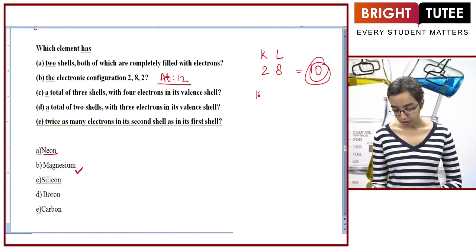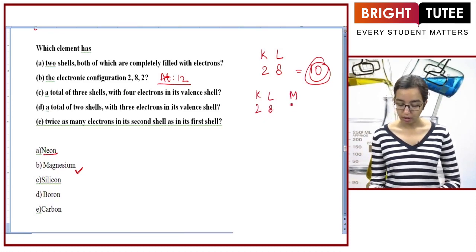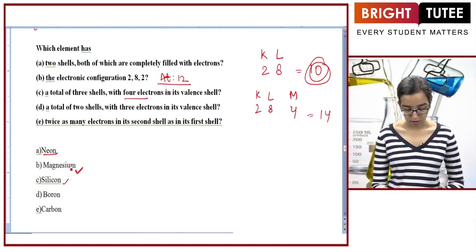So, for an element to have 3 shells, we have K, L, M. The first shell will have to be full and the second will also have to be full. Third is it stays here as 4 electrons. So 2, 8, 4 means 14, and 14 is the atomic number of silicon. So the answer is silicon.